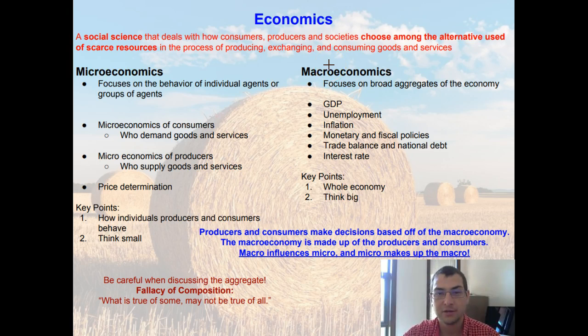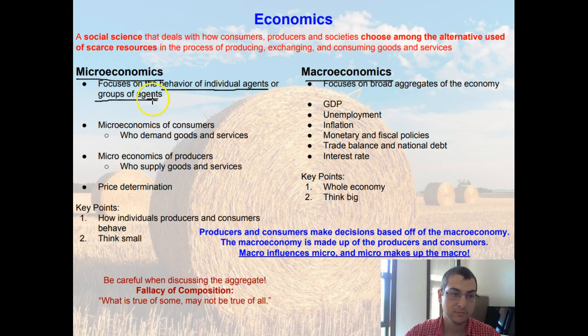Now we can break economics down into two main sections: microeconomics and macroeconomics. Within microeconomics, what it does is focus on the behavior of individual agents. How are individuals working, or how are individual groups of agents working? So it's looking at how an individual producer reacts, how an individual consumer reacts. What do they do? How do they behave? How does a single group behave? So it's looking at individuals, and how individuals are going to choose how to use those different resources.